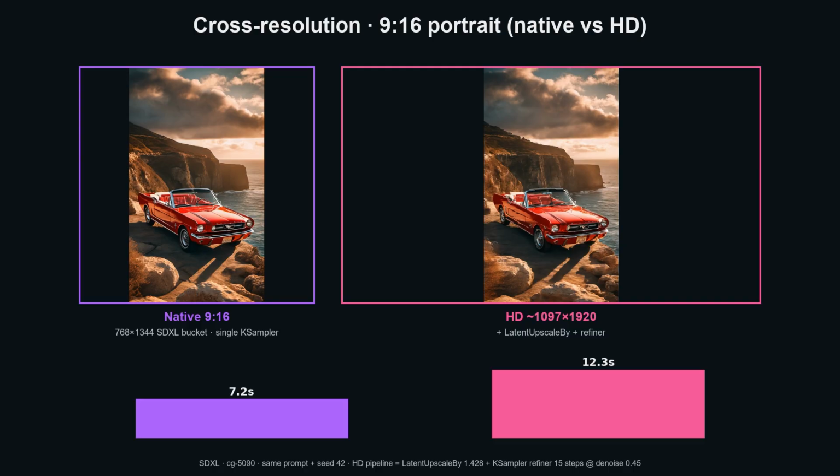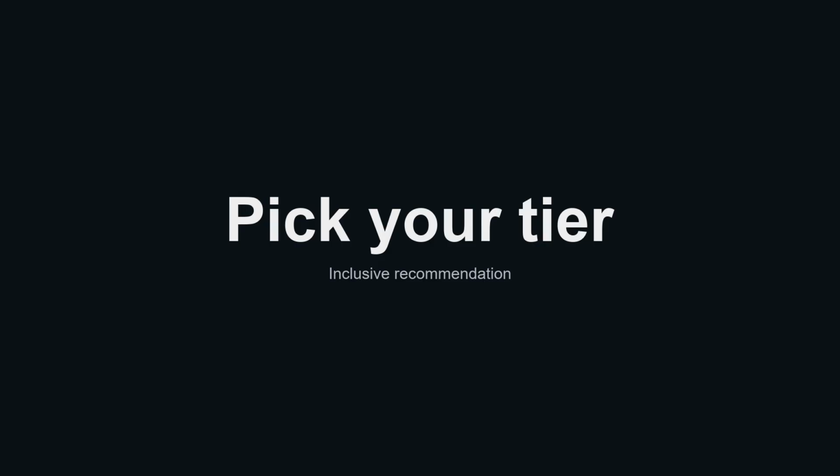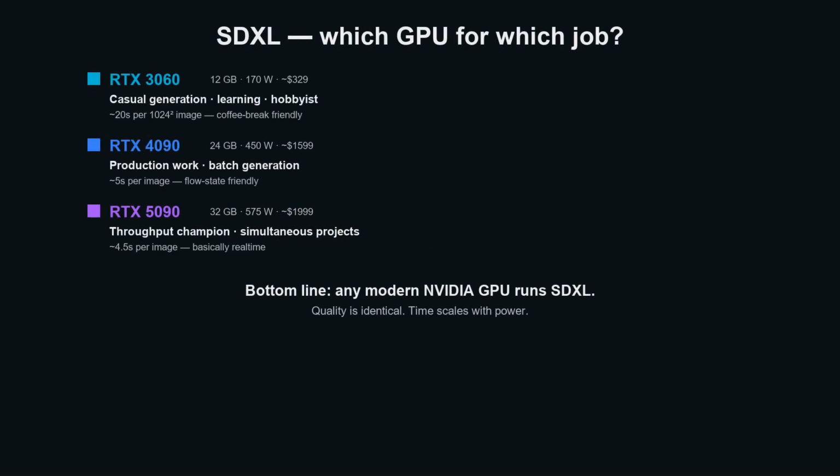So which card for which job? If you have a 3060, 12 gigs, around $300, you're in the casual zone, 20 seconds per image. Coffee break friendly. Got a 4090, 5 seconds per image. Production work, batch generation, flow state friendly. Running a 5090, 4.5 seconds. Throughput champion, basically real time.